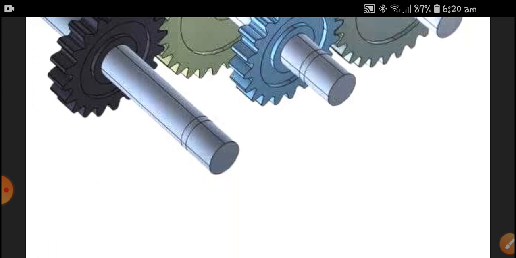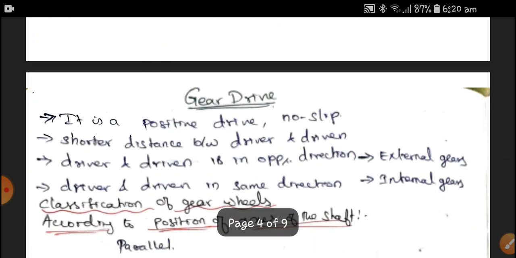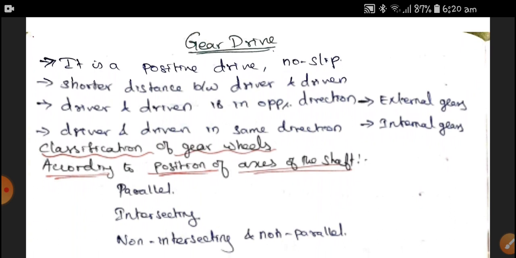Okay, let me give an introduction about the gear drive. As I said earlier, a gear drive is a positive drive. Why is it a positive drive? No slip occurs, and a shorter distance between driver and driven can be used. In the gear drive, the distance between the driver and driven should be short enough.